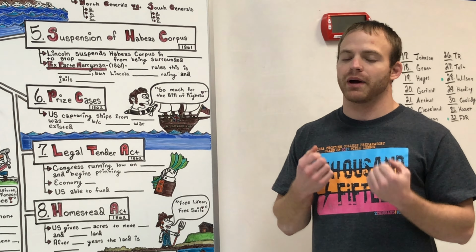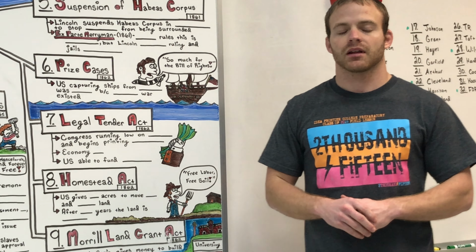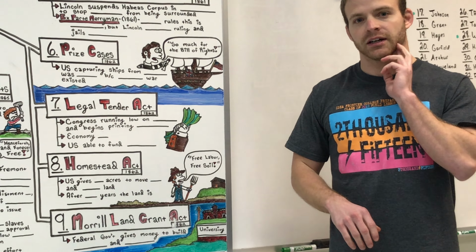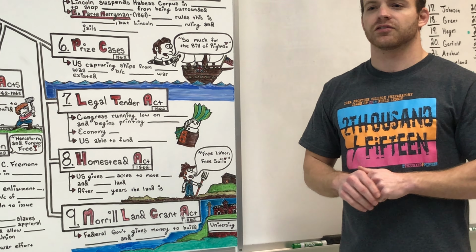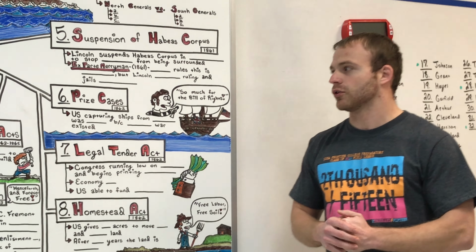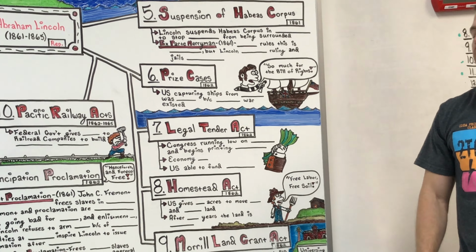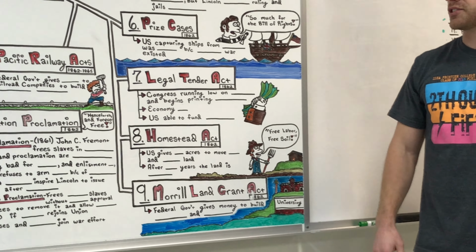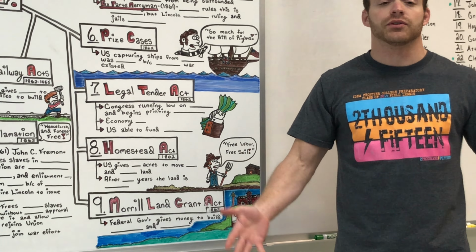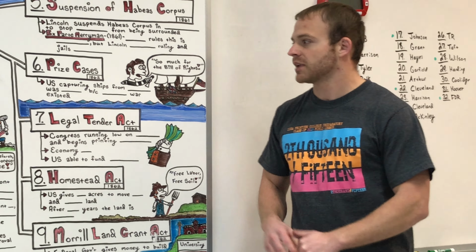So he takes it as a war powers measure, and boom, suspends habeas corpus, even locks up the grandson of Francis Scott Key, and he's going to be locked up for being critical of Lincoln. Basically, there's a Supreme Court case in 1861. Roger B. Taney in the Supreme Court says that this is unconstitutional. Lincoln can't do this, but Lincoln ignores the ruling and continues to do it as a war power measure.